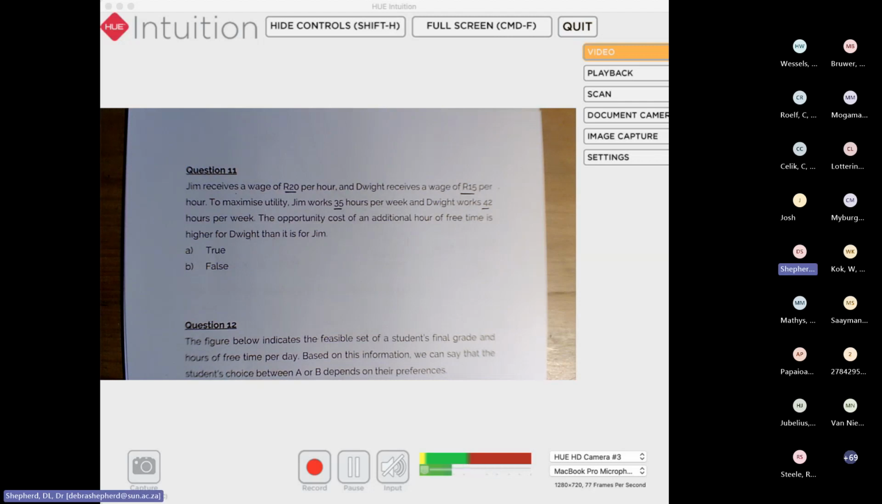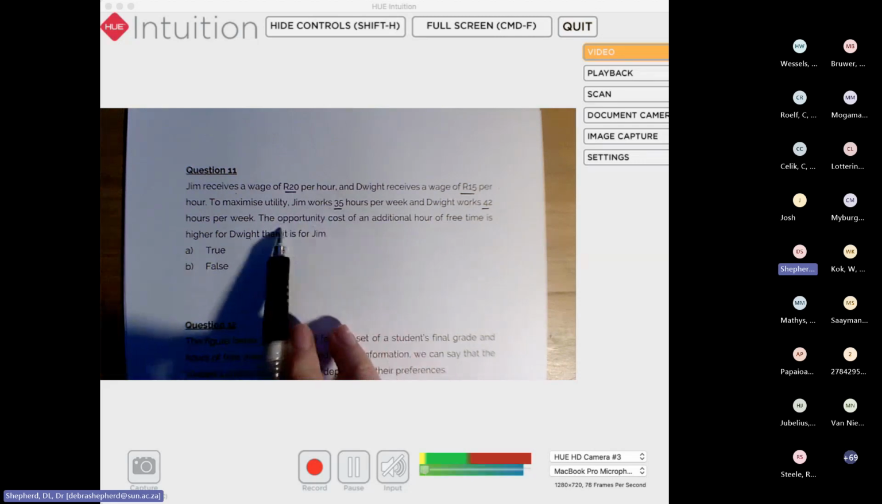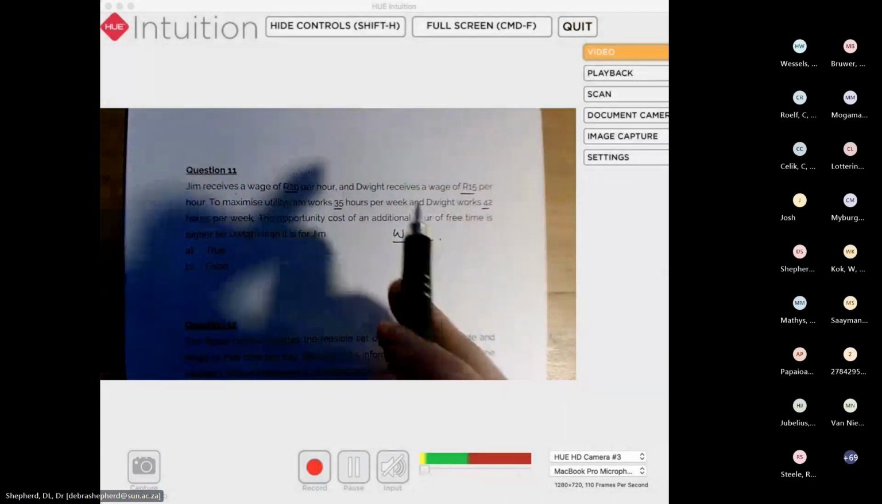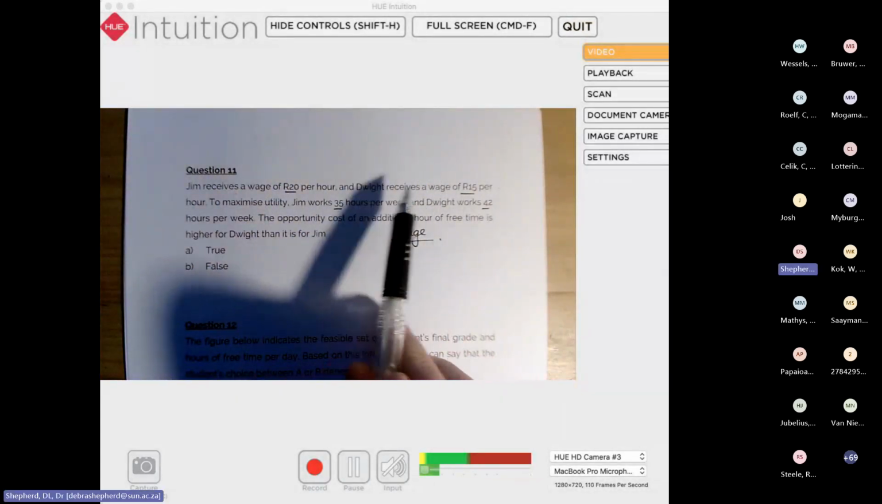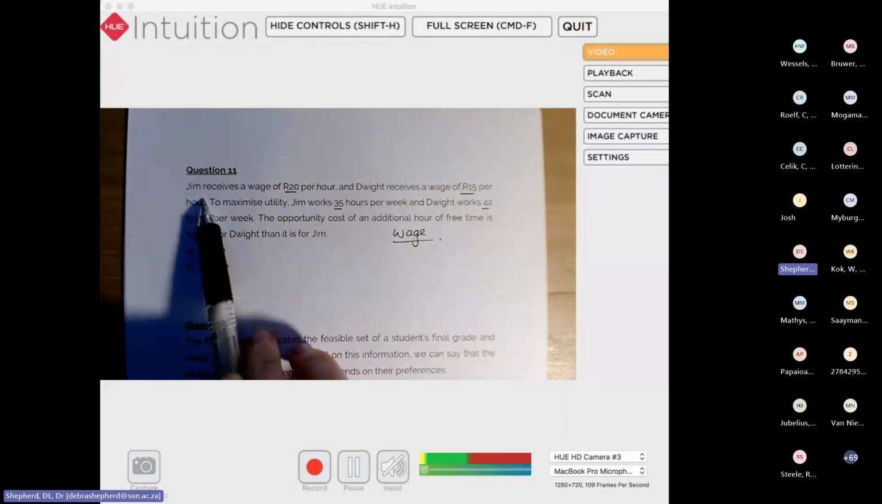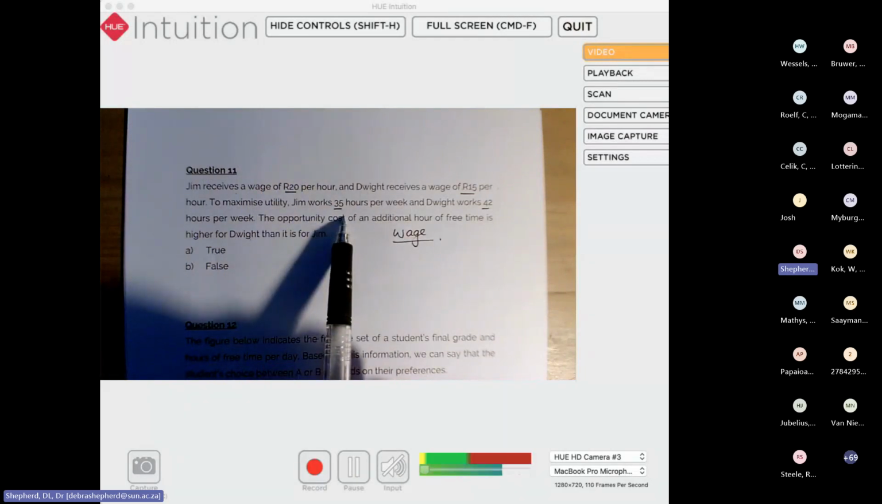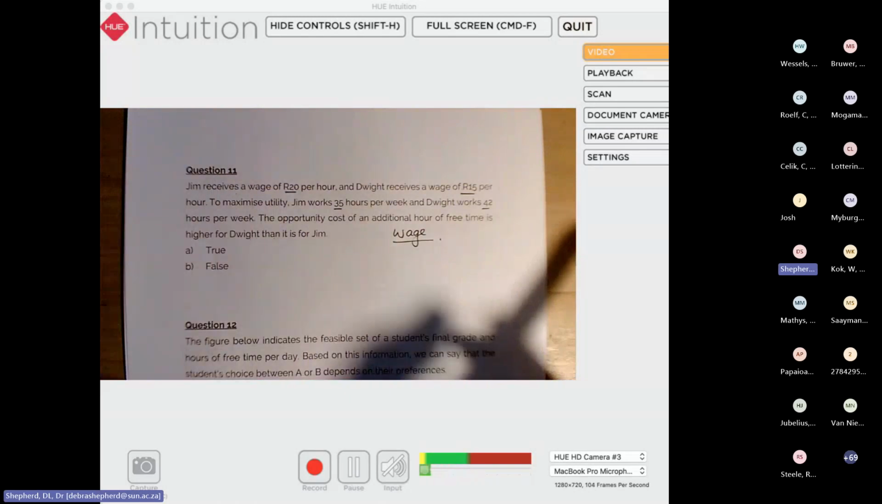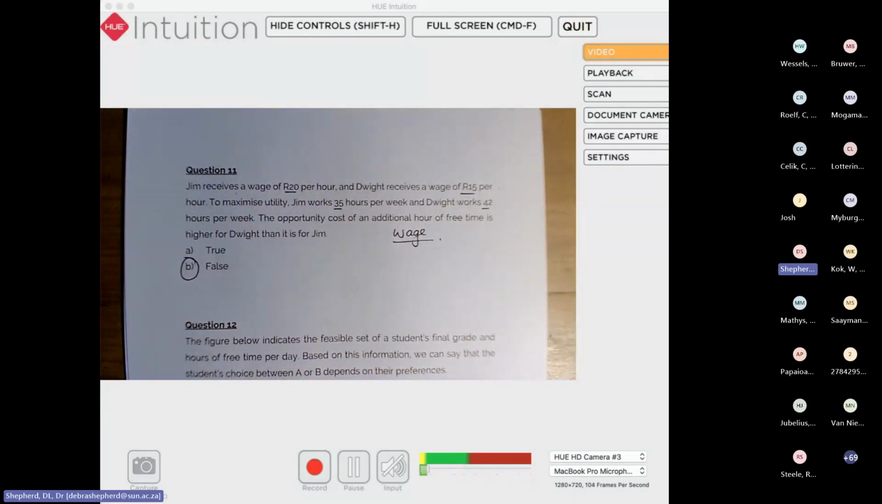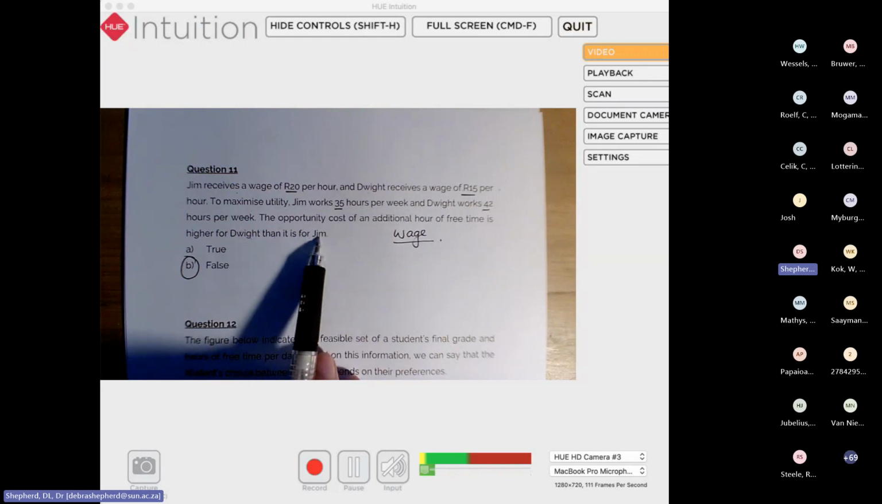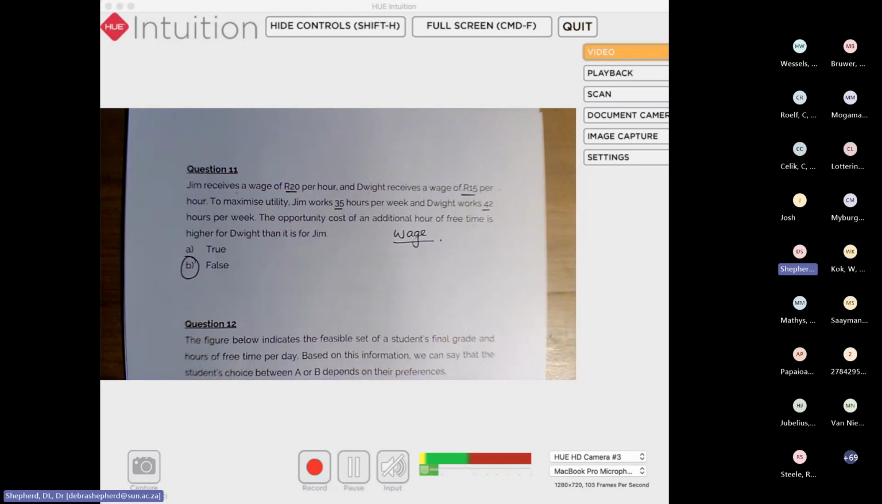Mr. Selleck says false. Yes, false. Okay. The opportunity cost of an hour of free time is the wage rate. So if Dwight takes an hour of free time, he gives up 15 Rand. If Jim takes an hour of free time, he gives up 20 Rand. So whose opportunity cost of free time is higher? Jim. So this is false. Okay, so Dwight faces a lower opportunity cost of free time than Jim because his wage rate is lower.